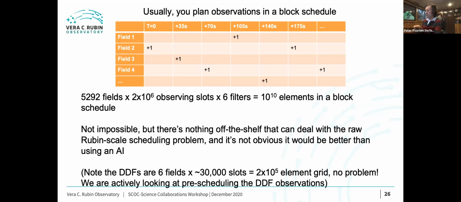If the weather closes us for an hour, re-optimizing a 10 to 10 element block scheduler is probably not going to be fast enough. So it's not impossible, but there's nothing off the shelf that can deal with the raw Rubin scale scheduling problem. So that's why we're going more with a decision process and a decision tree than this typical block that you'd be used to. But I will note the deep drilling fields are just a 10 to the 5 element grid. So we're looking at doing the deep drilling field scheduling independently and just having that pre-optimized on a grid, and then doing the rest of the survey with the decision process.